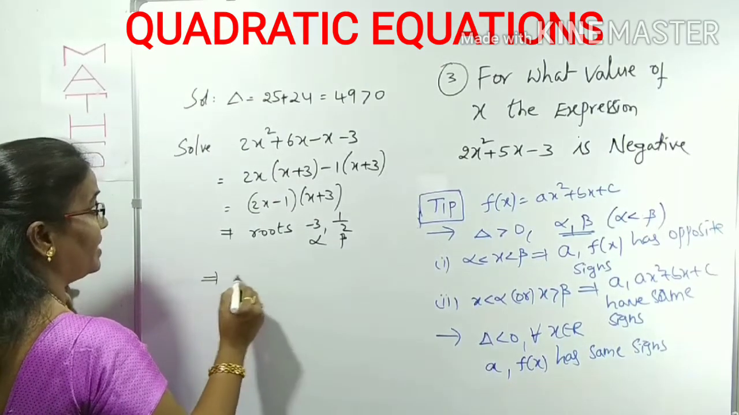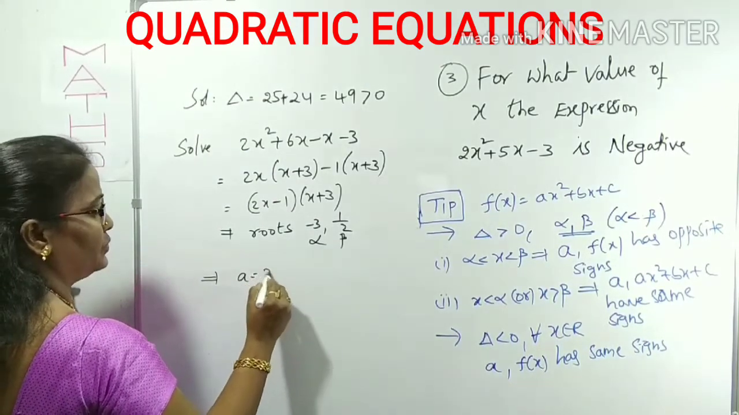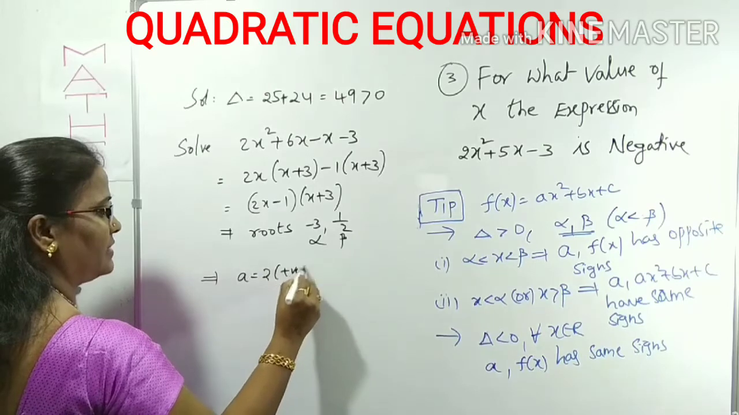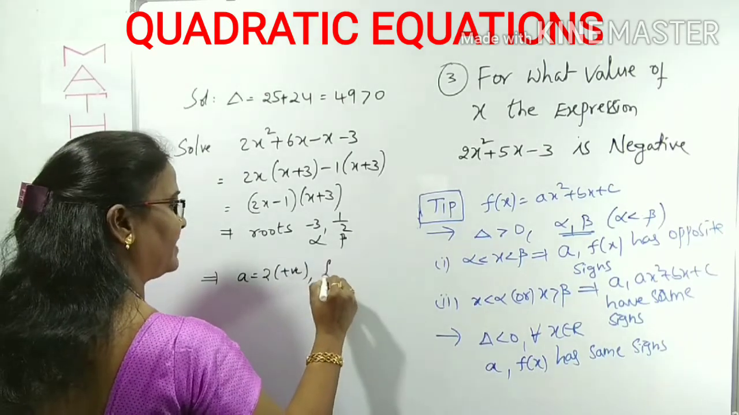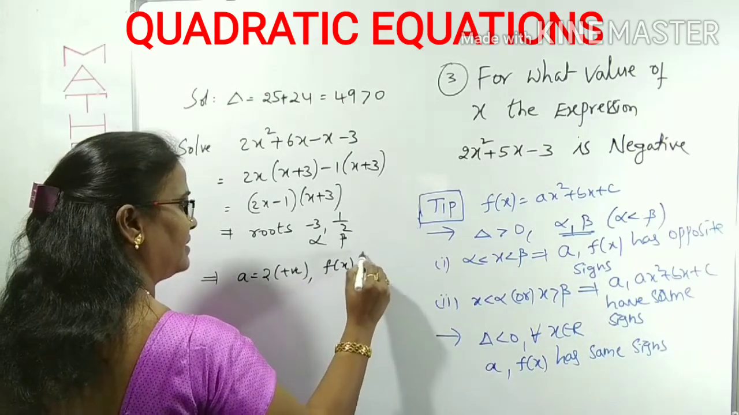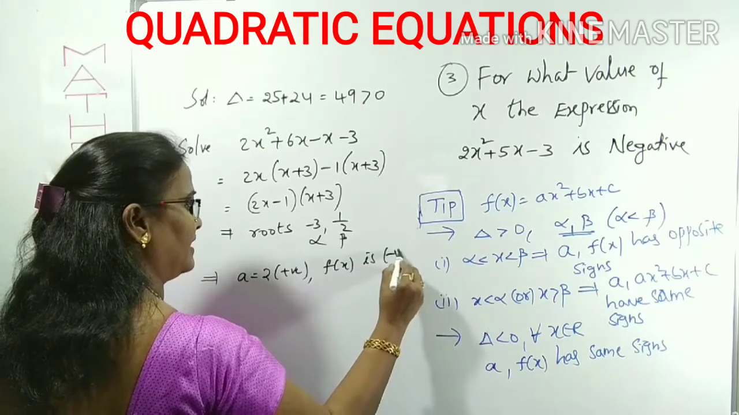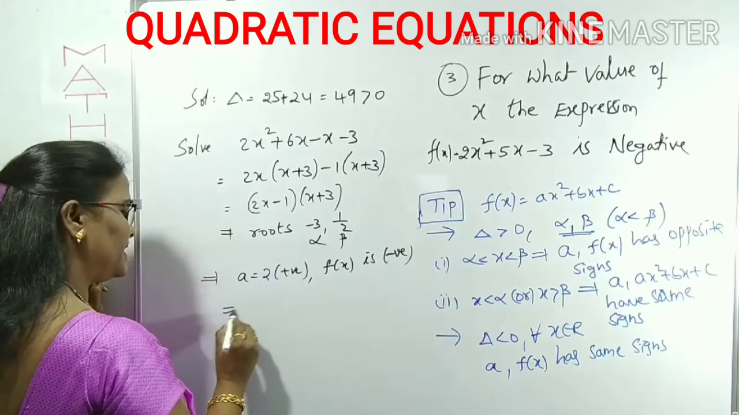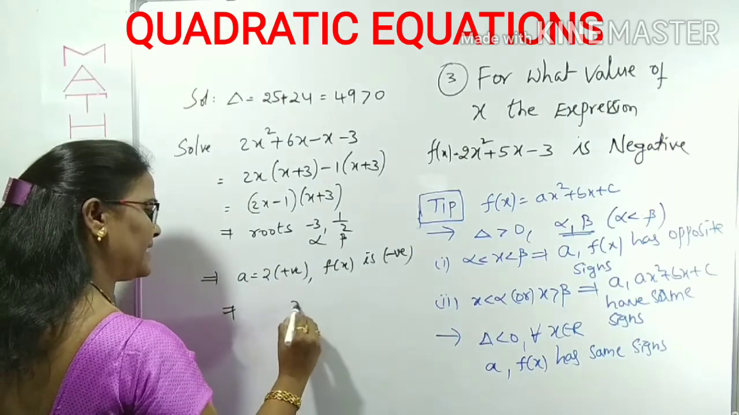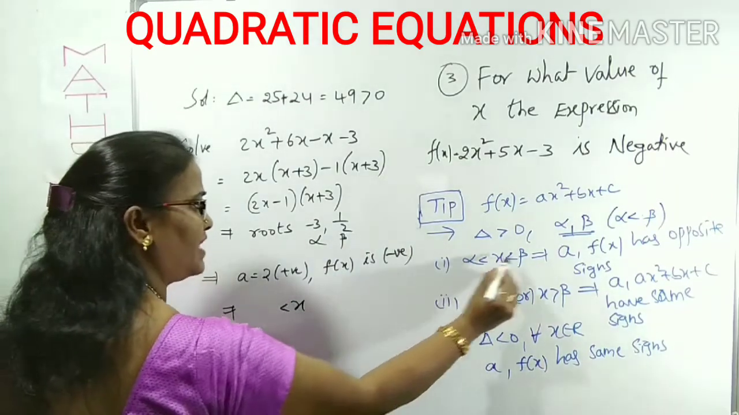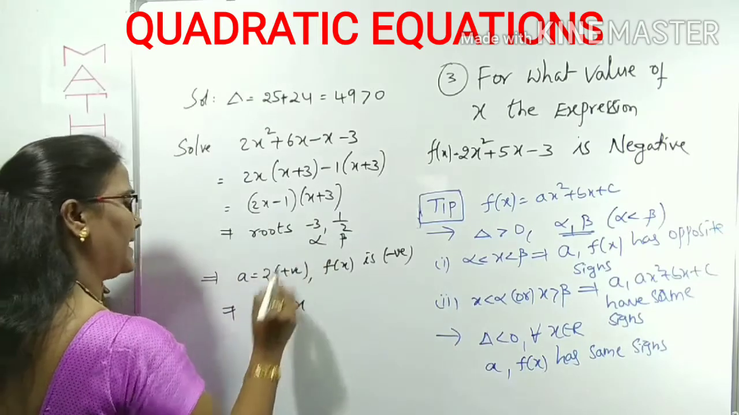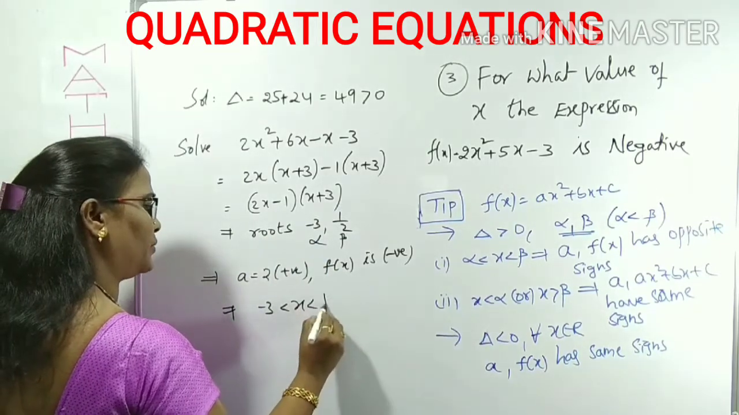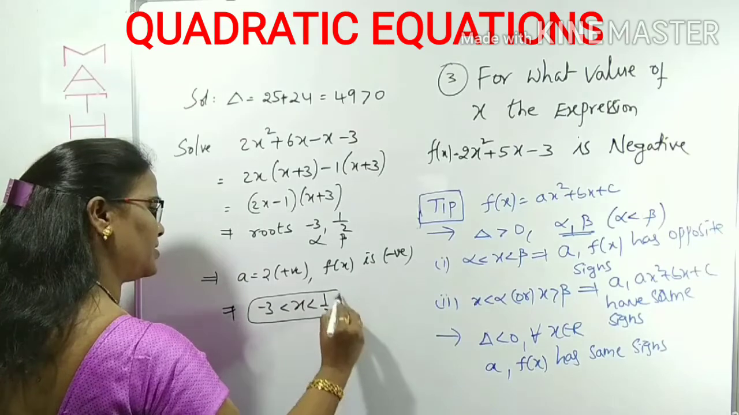Here clearly A equals 2, positive. The expression f(x) is negative, as already given. Both have opposite signs. For what value of x? For x lying between alpha and beta. Alpha and beta here are minus 3 as well as 1 by 2. That's it. This is our solution.